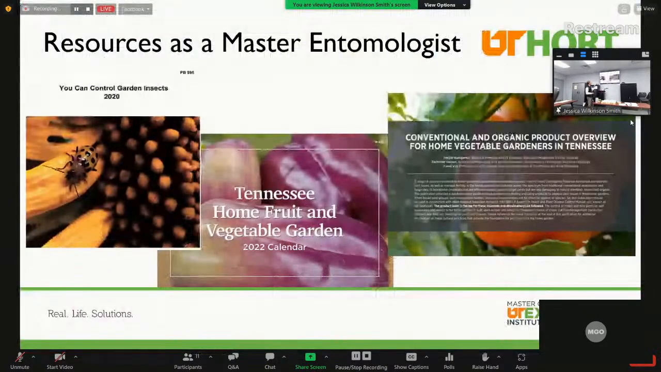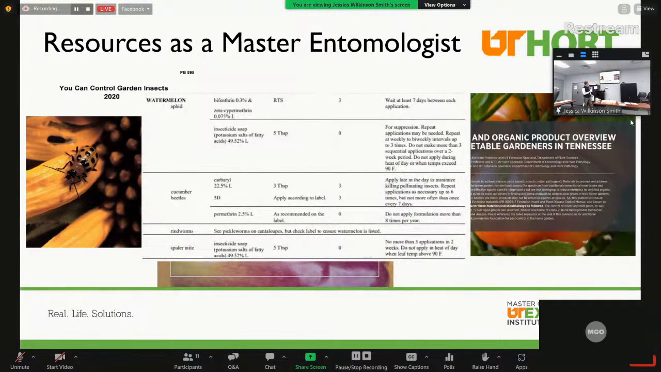So when we run through here, just know the resources that you have available. My go-to is You Can Control Garden Insects. And so here it has a chart of, let's say we've got watermelon that we're growing. It's going to give me, okay, aphids eat watermelon, cucumber beetles eat watermelon, rindworms, spider mites. So these are some common pests on watermelon. So it helps us get a process of elimination on some common pests with watermelon. And then, let's just say we're talking about cucumber beetles here. It'll give you recommendations on which insecticides to apply, and maybe some cultural practices to utilize as well. So love this publication. It is PB 595. You Can Control Garden Insects.